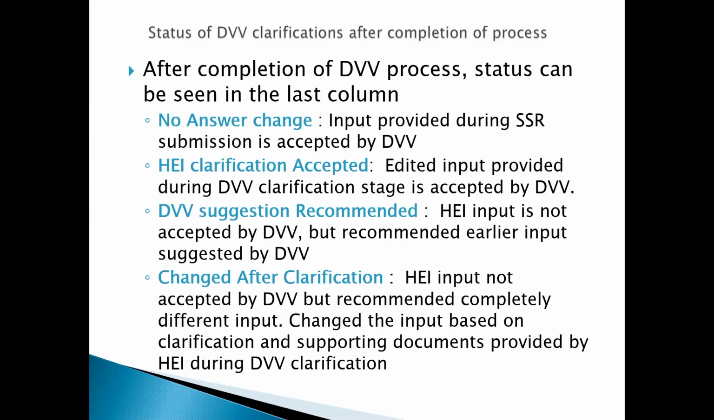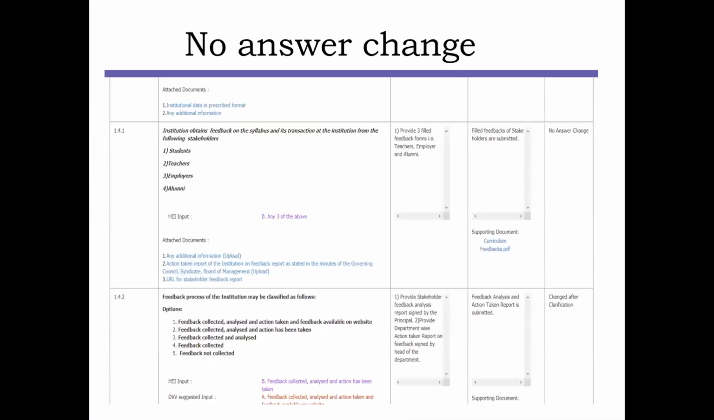Change after clarification. That means the HA input is not accepted by the DV, but the recommended input is also not accepted by the HCI. So on the basis of clarification and supporting documents, the input is changed. That means change after the clarification. I'll show you screenshots of the examples also.